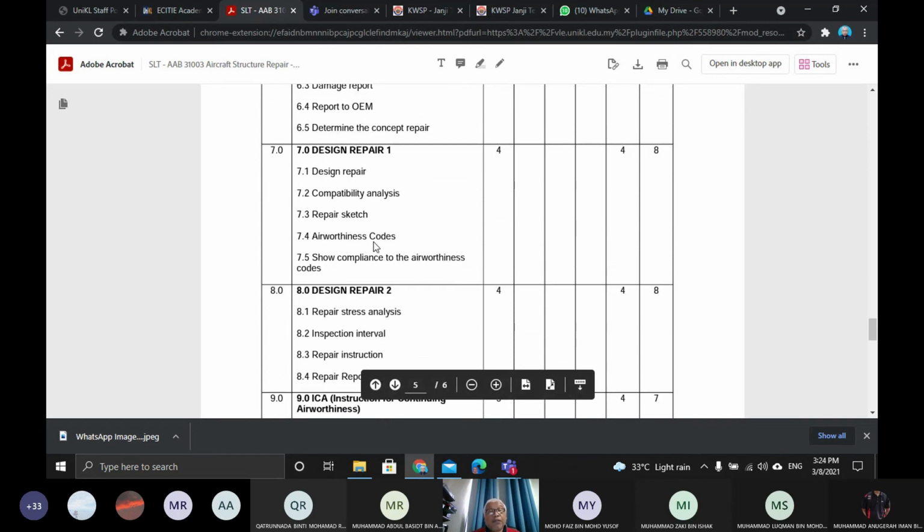Design repair: we have 2 sections, 7 and 8, design repair 1 and design repair 2, where we will do the design and repair in detail. We do samples, we do the concept repair, and we do a proper sketch of how the concept repair needs to be shown, in the form of a sketch, so the mechanics are able to understand your repair concept.